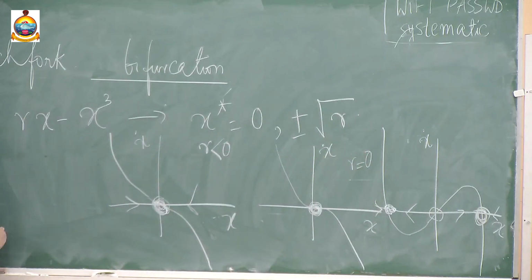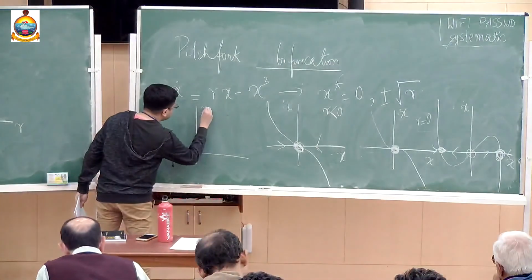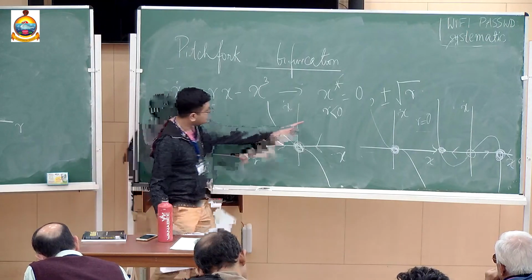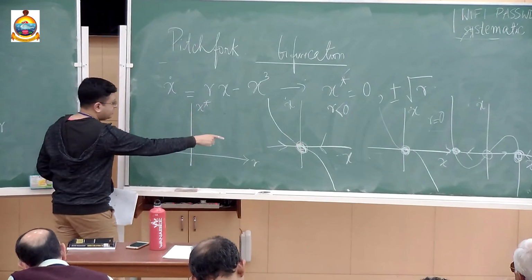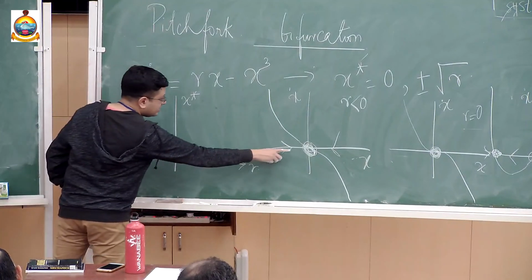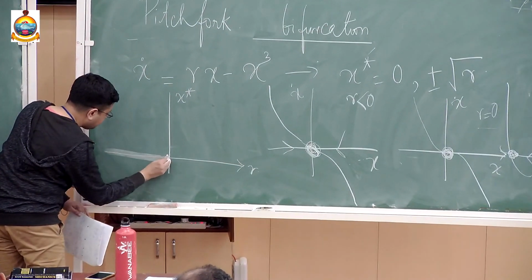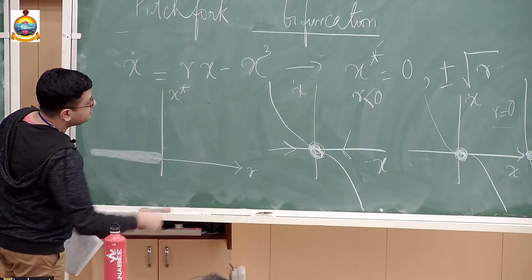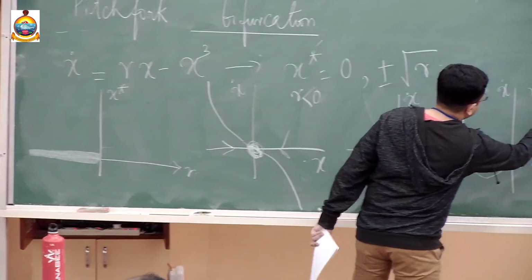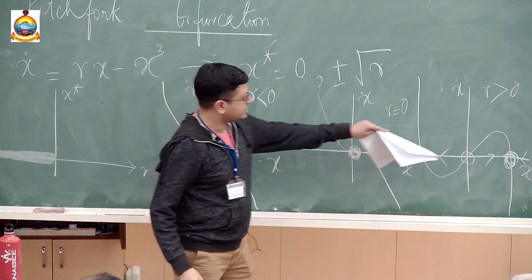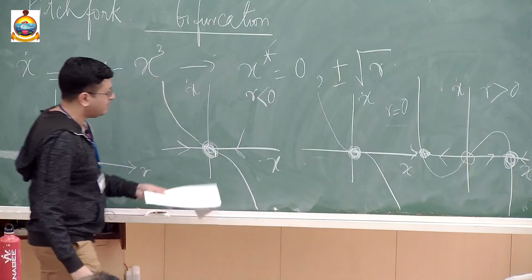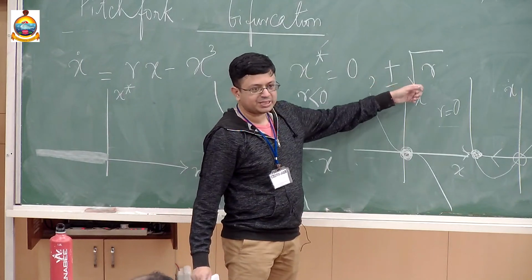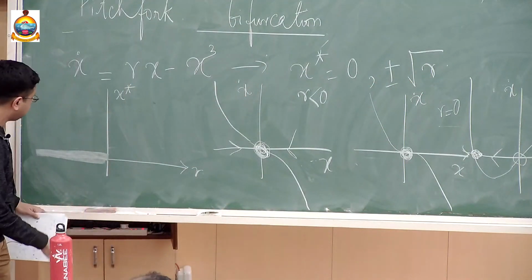And here I should draw the bifurcation diagram. So I plot x star as a function of r. When r is negative, there is one stable fixed point at x equal to 0. So I have this line. When r is positive, so this is r greater than 0, there are two fixed points symmetrically placed about x equal to 0, and those fixed points are given by x star equal to plus minus square root of r. So that's the equation of a parabola.